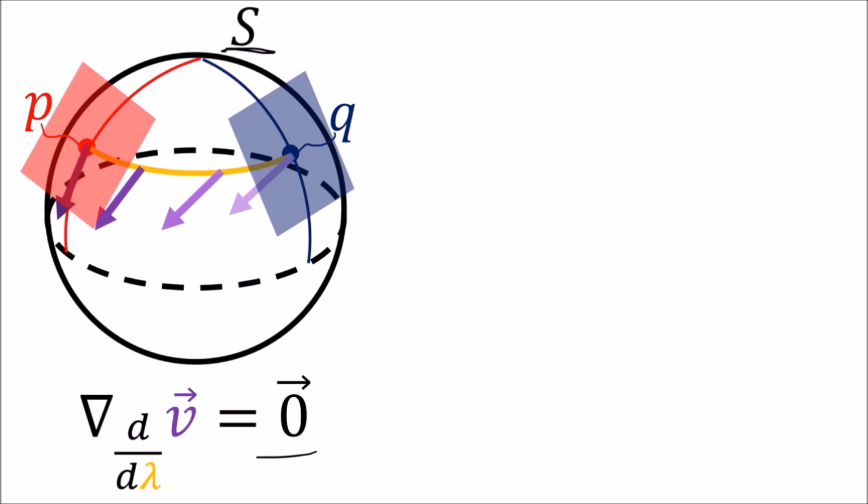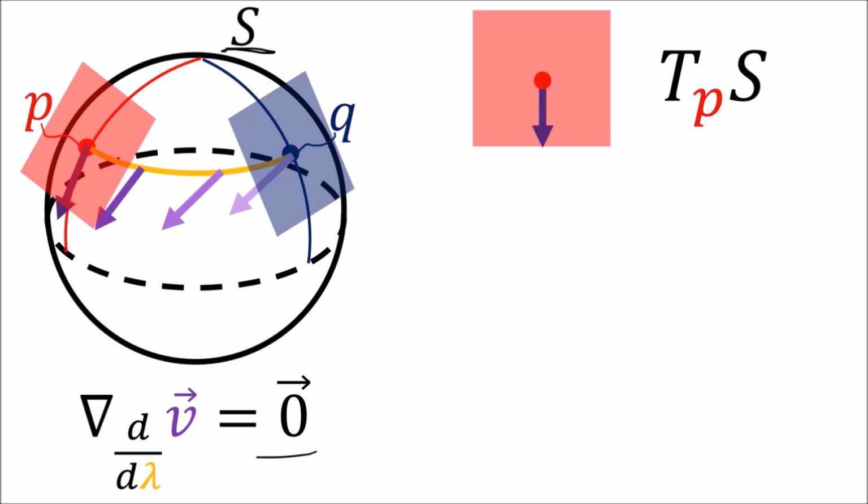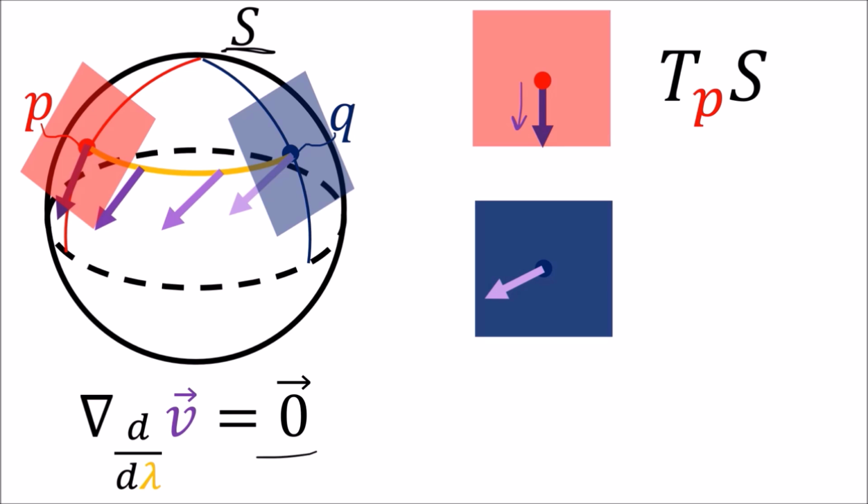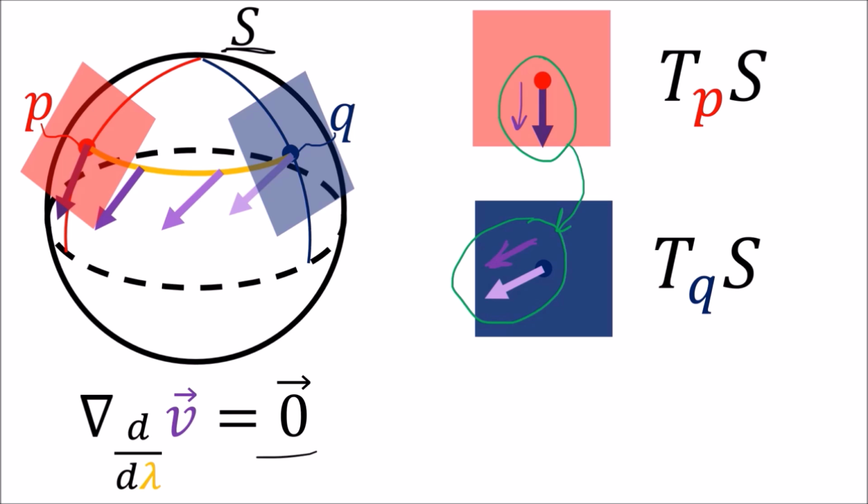So in the tangent vector space at point P, which we call TPS, the vector points in this direction. And after parallel transporting it along this curve, in the tangent vector space at point Q, which we call TQS, the vector points in this direction. So this is what I mean when I say parallel transport connects vector spaces. It gives us instructions for turning a vector in the tangent space TPS into a vector in another tangent space, TQS.